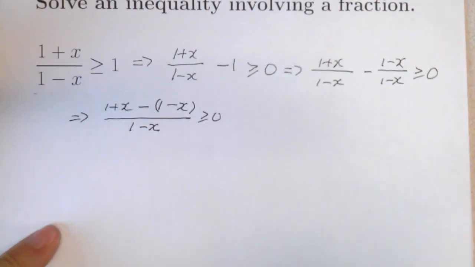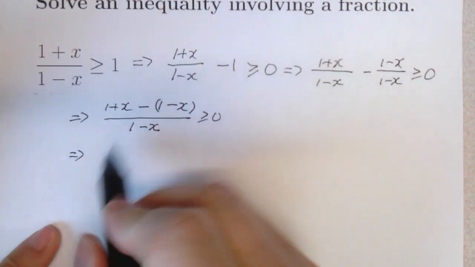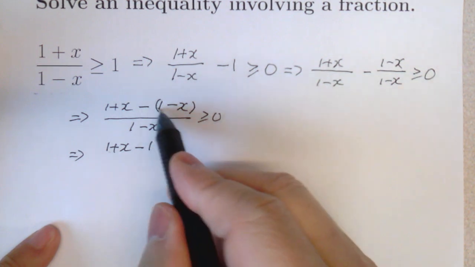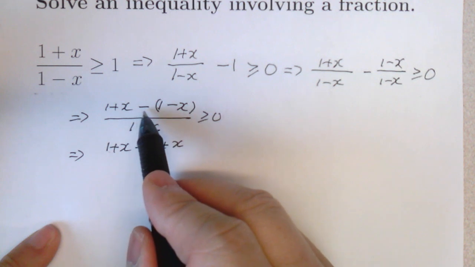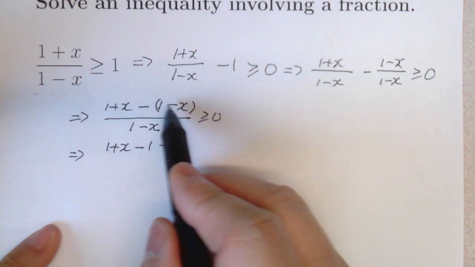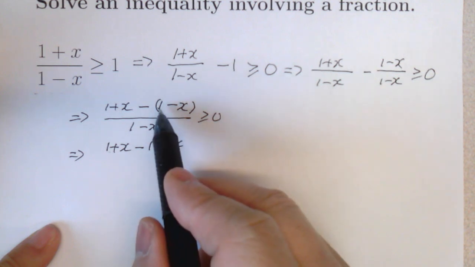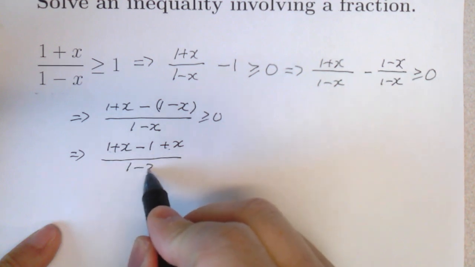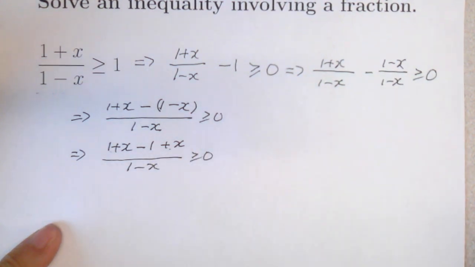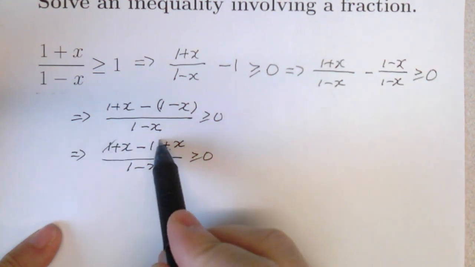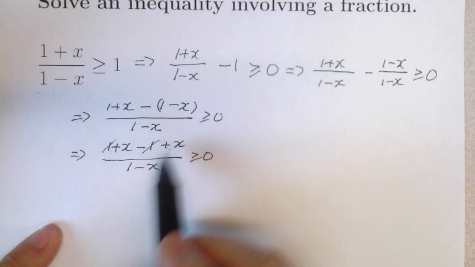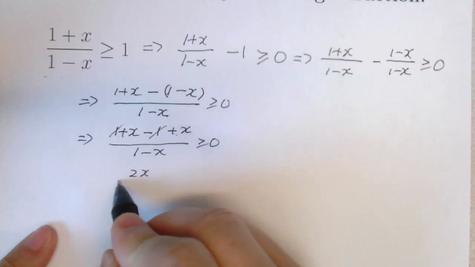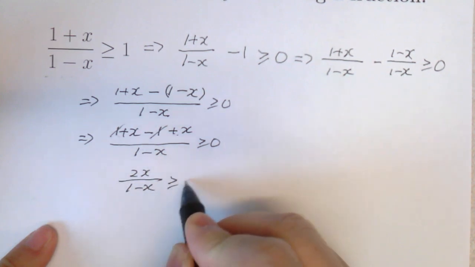So now you can see here, you have 1 plus x minus (1 minus x). When you drop the parenthesis, because in front of the parenthesis you have a negative sign, you're going to change the sign for every term. So negative 1 plus x divided by 1 minus x greater than or equal to 0. So now 1 and negative 1 cancel out, so the numerator becomes 2x, denominator 1 minus x. So we have 2x divided by 1 minus x greater than or equal to 0.